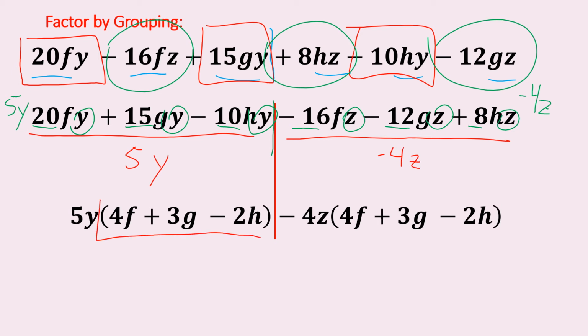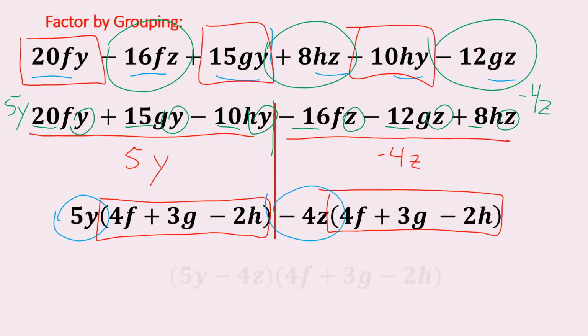Notice these parentheses are the same. They should always be the same. If they're not the same, we did something wrong or the method doesn't work. So those same parentheses is 1/2 of our answer. The other half is made up of the GCFs we took out. So 5y minus 4z.